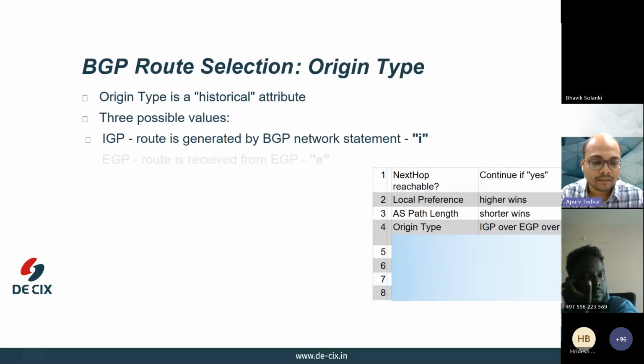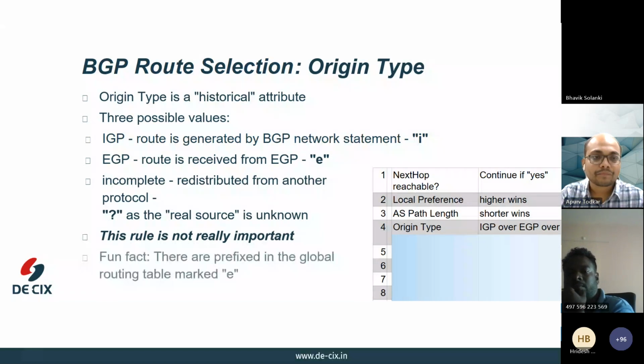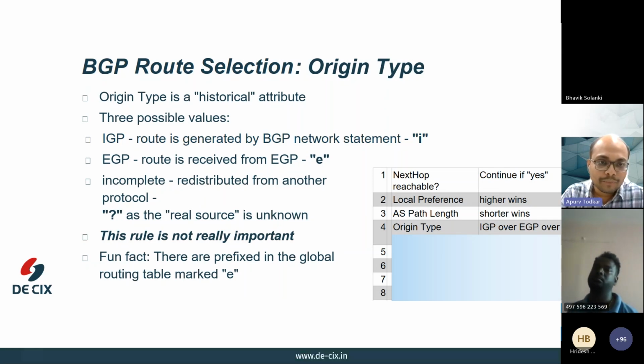So the next BGP attribute that we are going to look at is our origin type. This attribute is a bit historical, but still plays a role in determining the best path. So what is an origin type? Origin type is an attribute that tells you how a prefix was actually introduced into BGP. There are three possible values for the origin type.